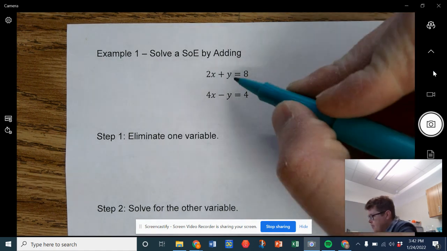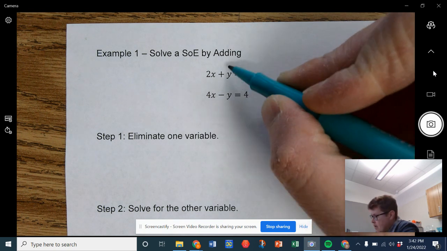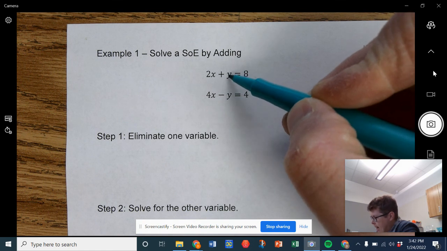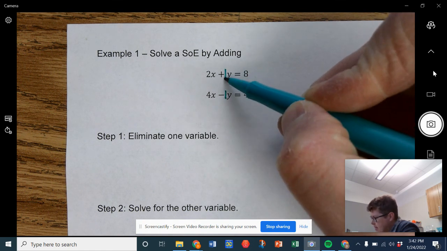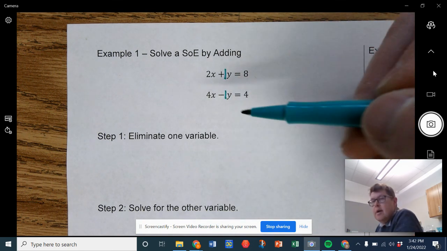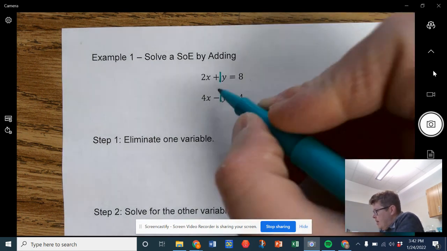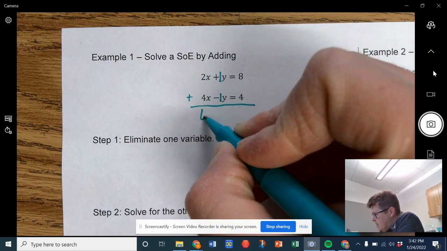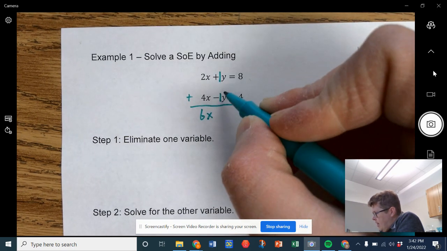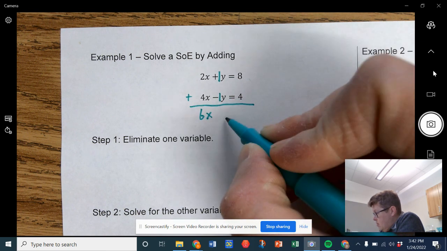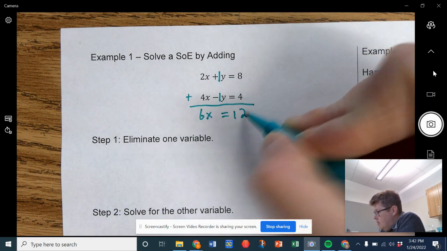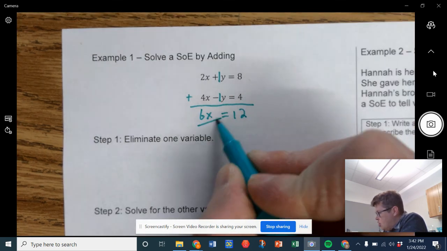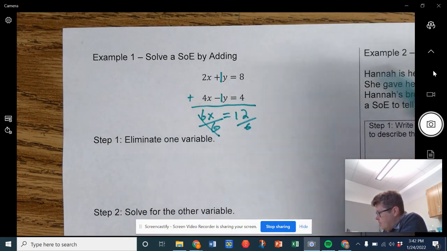And the point here is that you want to get rid of the variables that match up, right? So you have this 2x and that 4x, those don't match up, but this y and this 1y do, because there's a 1 in front of each one as the coefficient, right? So if you add them together, 2x plus 4x is 6x, okay? 1y minus 1y is 0, and 8 plus 4 is 12. So we went from these two fairly complicated equations to something that is so simple to solve, right?